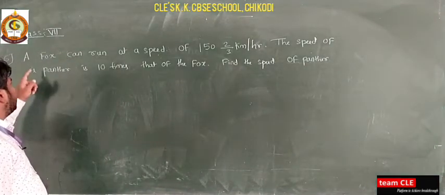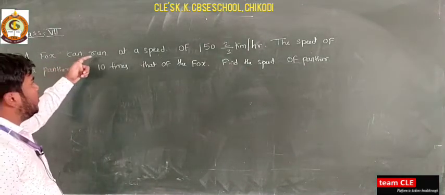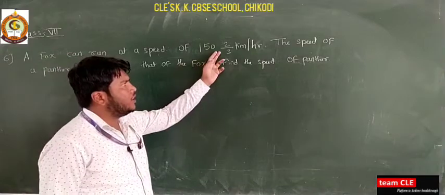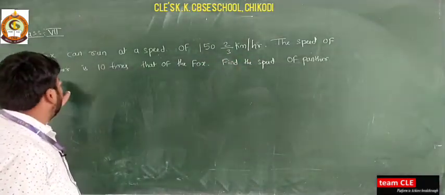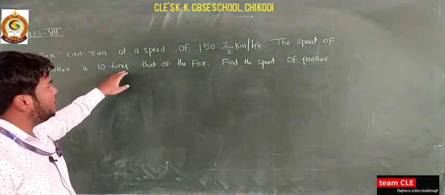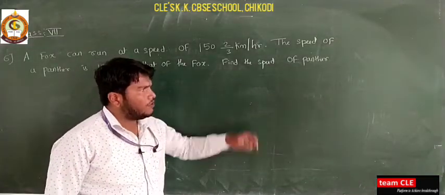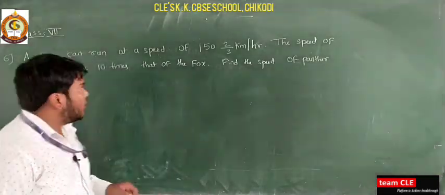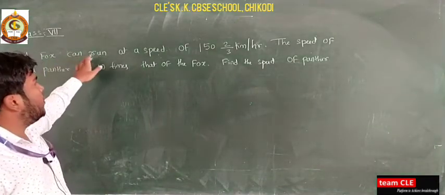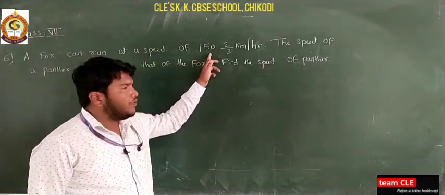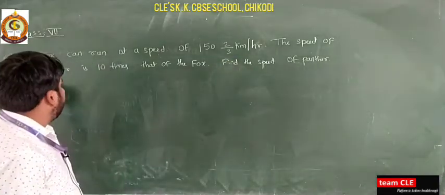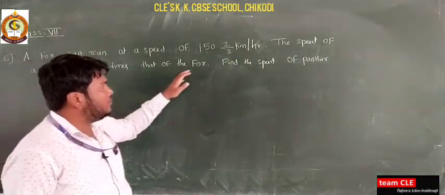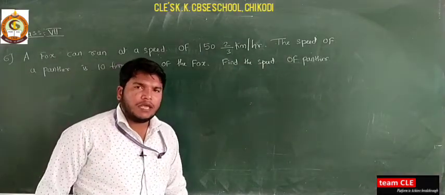The sixth question says a fox can run at a speed of 150 integer 2/3 kilometer per hour. The speed of a panther is 10 times that of the fox. Find the speed of the panther. Once again, a fox can run at a speed of 150 integer 2/3 kilometer per hour. The speed of the panther is 10 times that of the fox. Find the speed of the panther.